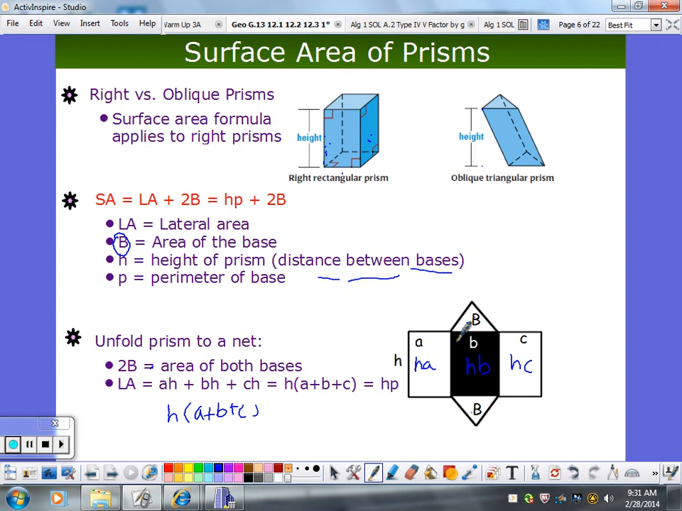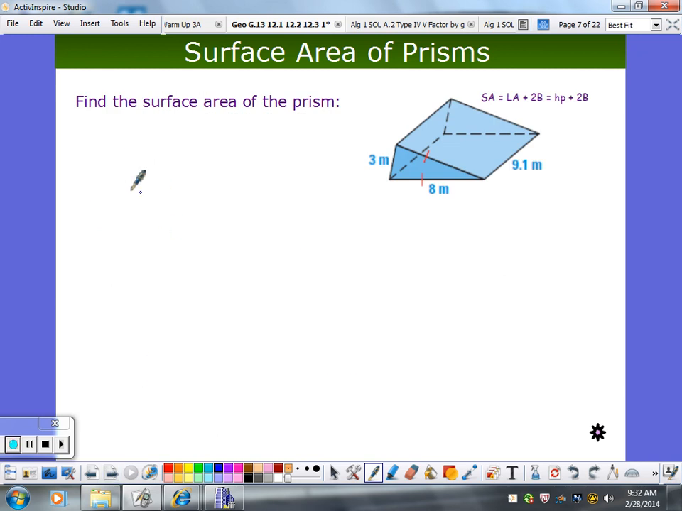Now, a plus b plus c is the perimeter of the base. So the lateral area is the same as the height times the perimeter of the base. We're going to take advantage of that when we look for the surface area of prisms. And you're going to want your formula sheets.